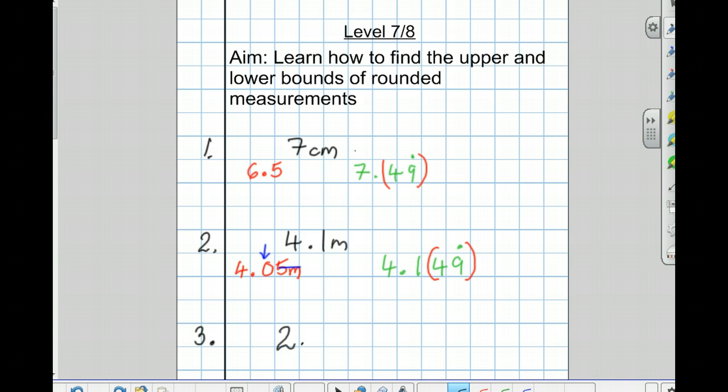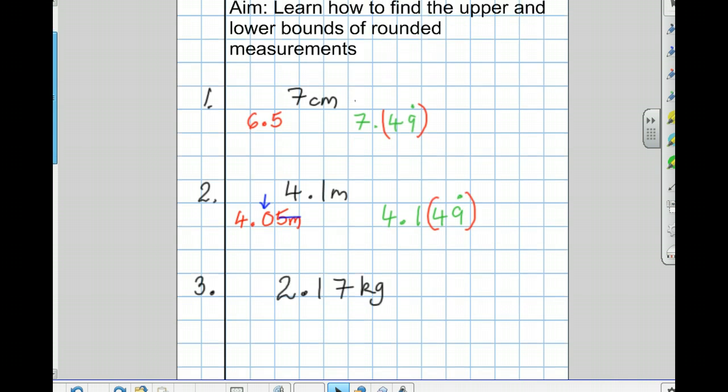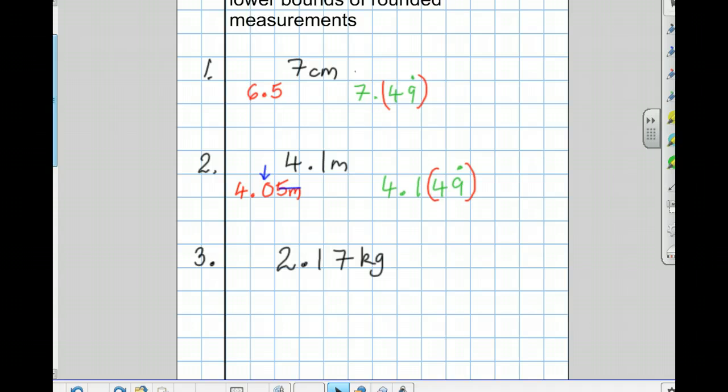Somebody's measured something, this time it's a measure of weight, to 2.17 kilograms. Let's do what's the largest it could be and still be rounded down to 2.17 kilograms. Young man at the front. 2.17. There's the measurement we were given, and correctly 0.004 9 recurring. But what about the smallest? That takes a bit more calculation.